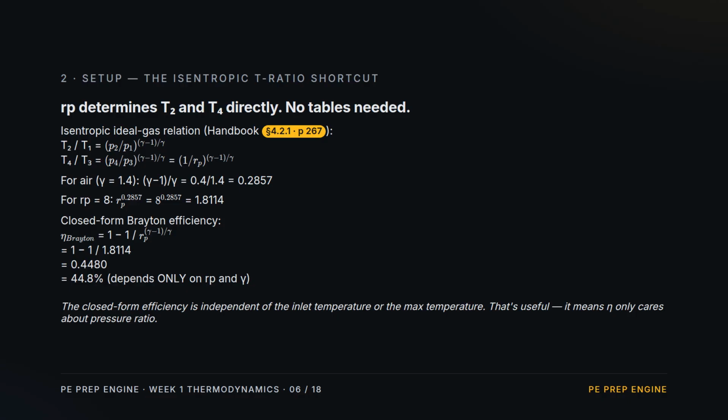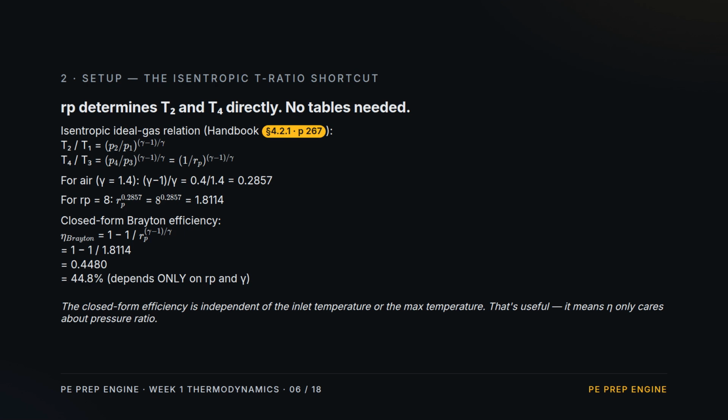The isentropic temperature ratio shortcut. For an ideal gas isentropic process, the temperature ratio equals the pressure ratio to the power gamma minus 1 over gamma. For air, 0.286. So T2 over T1 is that. The turbine leg is 1 over it. The closed form efficiency drops out, 1 minus 1 over the pressure ratio to the gamma exponent. It depends only on pressure ratio and gamma, not on inlet or max temperature.